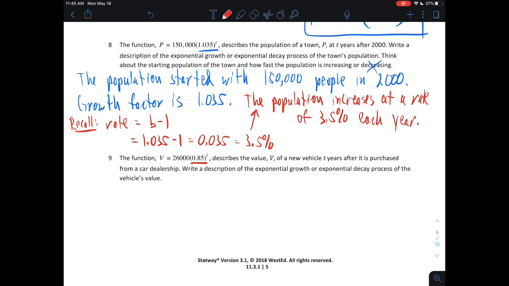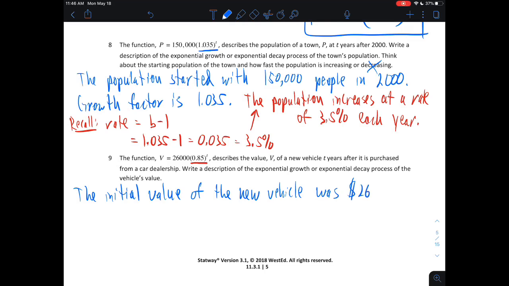So just like number 8, I'm going to first start with what was the initial value? That's the 26,000. So the initial value of what? Of the vehicle. Of the new vehicle. This is the idea of putting things into context. Was $26,000. And then the decay factor is 0.85.